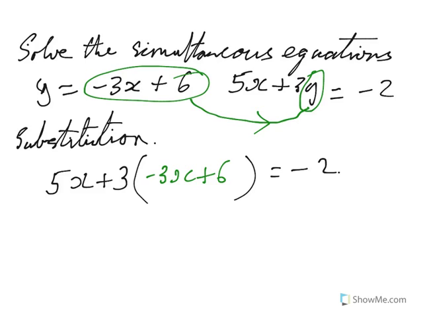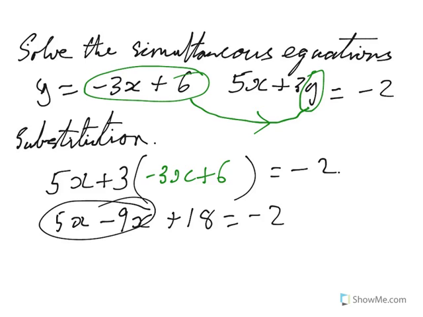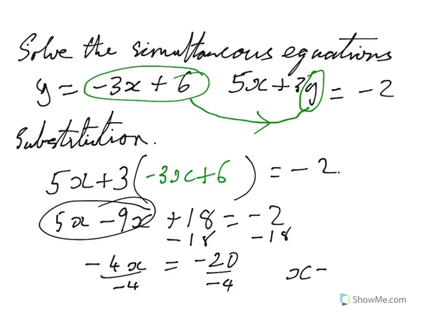Expand, collect my like terms. So I've got 5x minus, because plus 3 times minus 3 is minus 9x, plus 18 equals negative 2. Put those together and take 18 from both sides. So 5x minus 9x is minus 4x equals minus 20. Divided by negative 4, and x then would be 5.